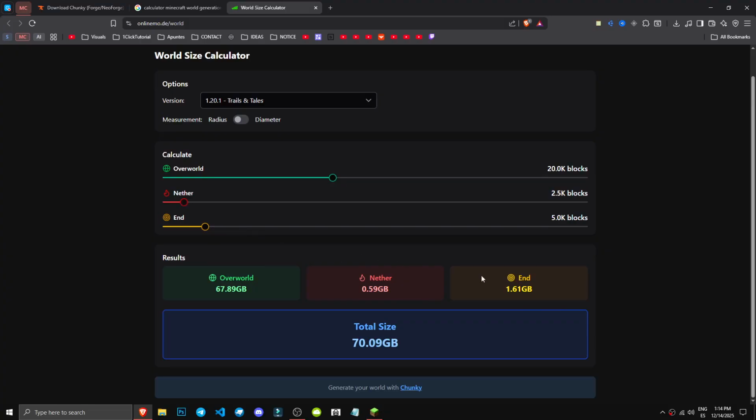Actually, we could try to expand some of the other dimensions a bit, but you always have to be careful since players can teleport outside the world border, right? And your world is generated with Chunky. Then this depends on the version, okay? Here, the 1.20.1 weighs more than 1.21, and the lower you go, the heavier it gets.